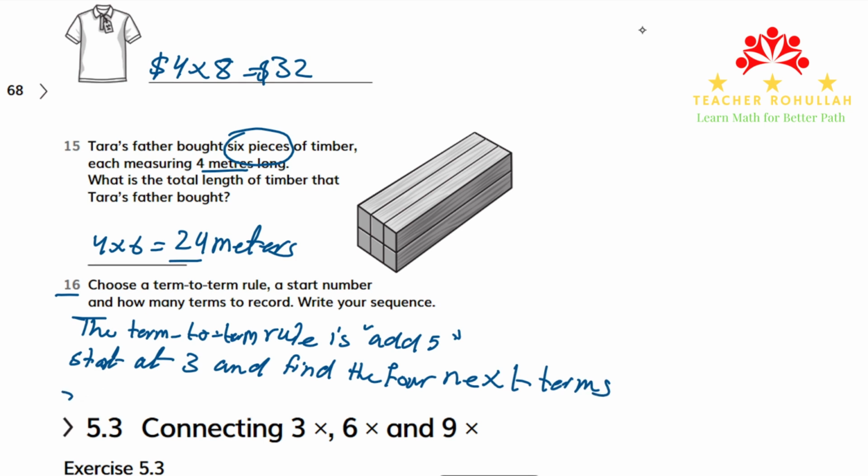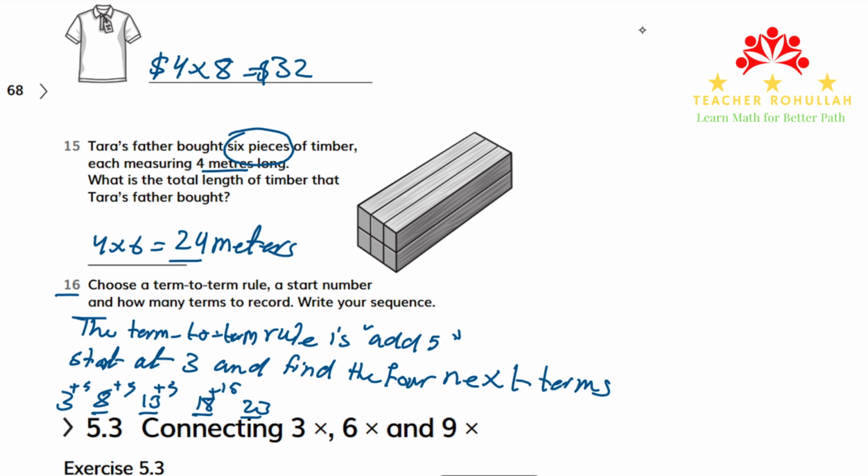So if we start at 3, plus 5 is 8. 8 plus 5 is 13. 13 plus 5 is 18. 18 plus 5 is 23. These are the 4 next terms: 8, 13, 18, 23. Because 3 plus 5 is 8, and 8 plus 2 is 10 and 3 plus 10 is 13, and 13 plus 5 is 18. 18 plus 5 is 23. This is the sequence that I could make in this question.